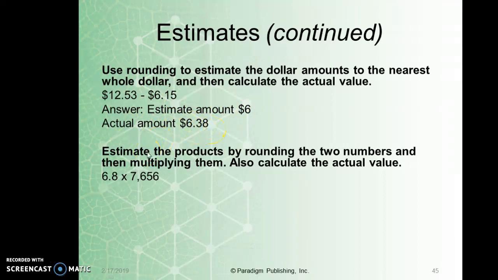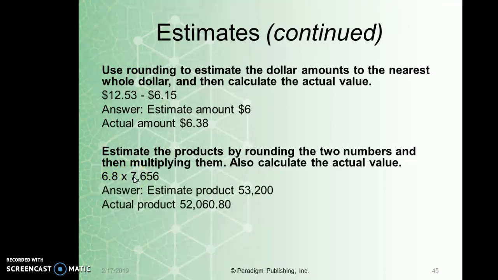Estimate the product by rounding the numbers and then multiplying them. Also calculate the actual value. So 6.8 times 8,000 times 7. Estimate the product by rounding the numbers and then multiplying. So 7 and then 8,000. There are 3 zeros, and we converted the other to 7, so there are no zeros. So 7 times 7 will give us 49.